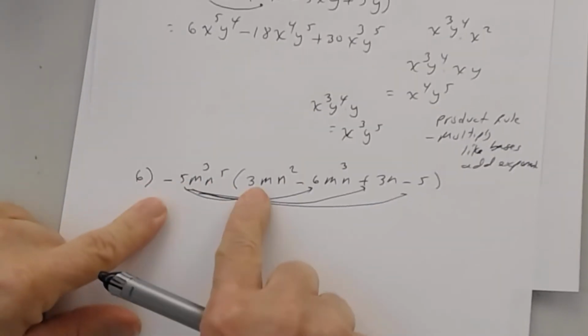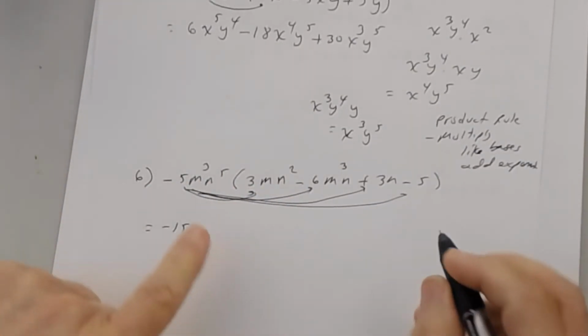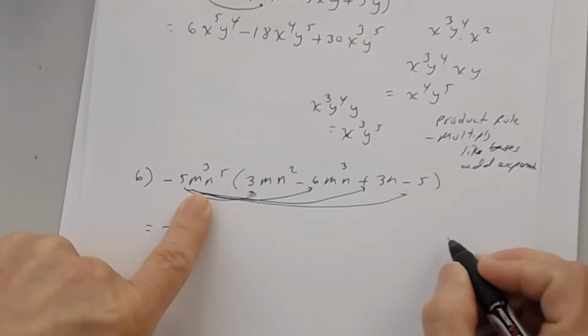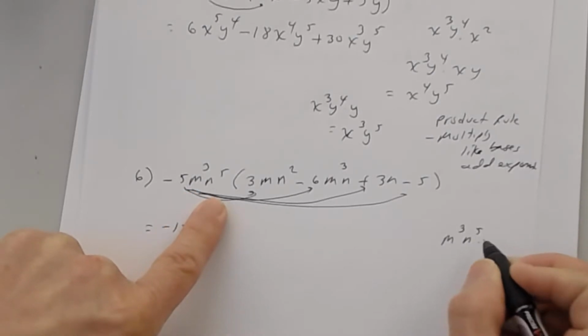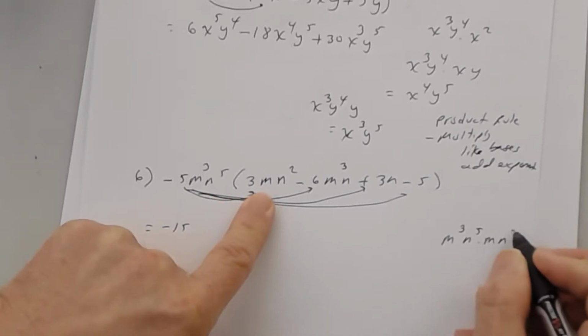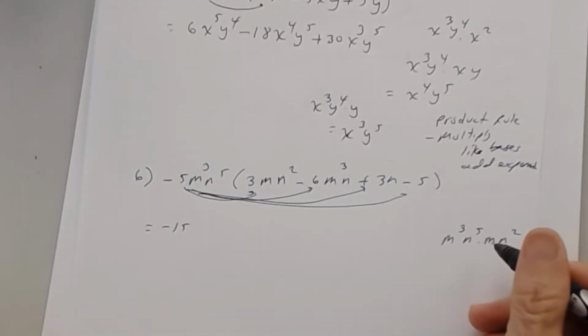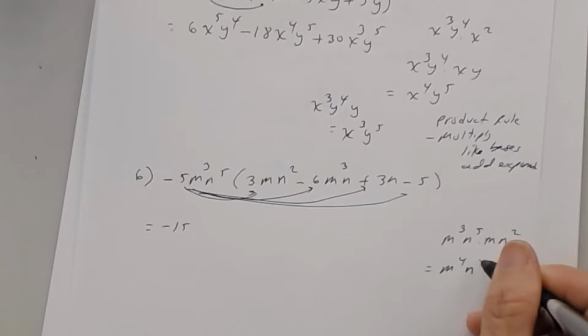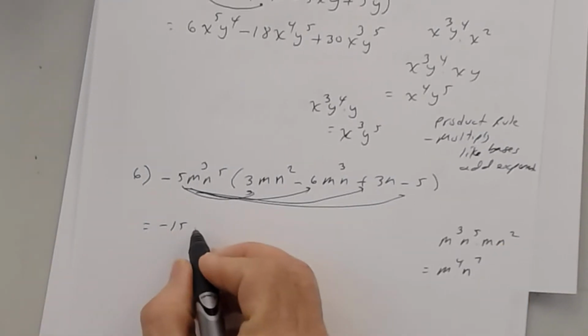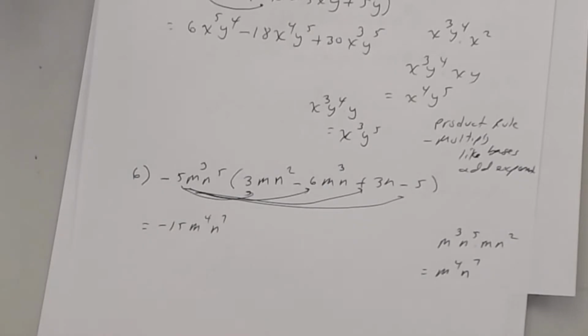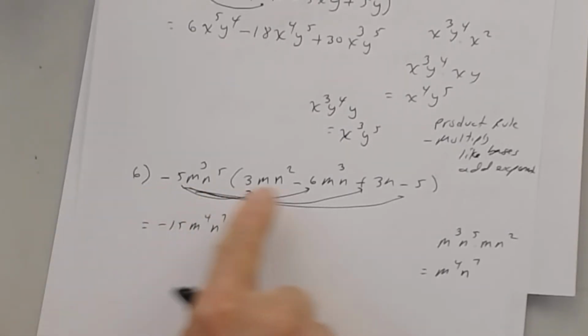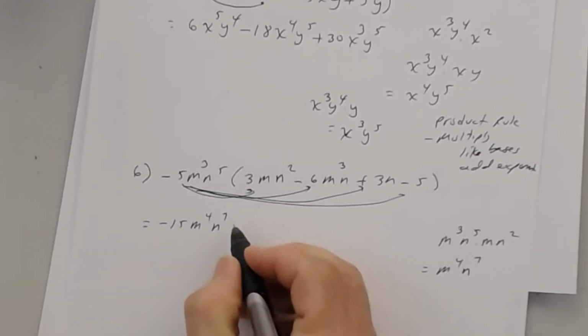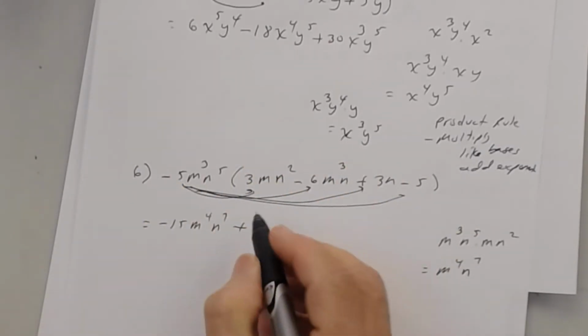So what's negative 5 times 3? All right, now let's look at what we have here. We have m cubed n to the fifth, and that's being multiplied by mn squared, right? When you multiply like bases, you add exponents. So what do I get? n to the seventh. All right, so that's negative 15 m to the fourth n to the seventh. And you don't have to show any of that work. Most of it you can do in your head very easily. Just be careful. What's a negative times a negative? You've got to remember all that too. What's 5 times 6?